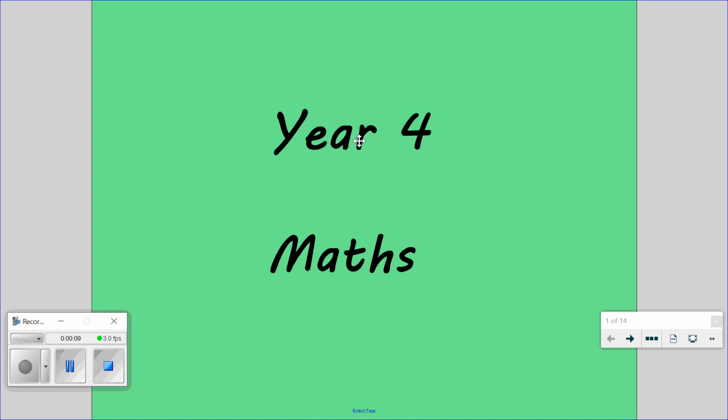And today we're going to continue our learning about position and movement. And we're going to be looking at plotting points.